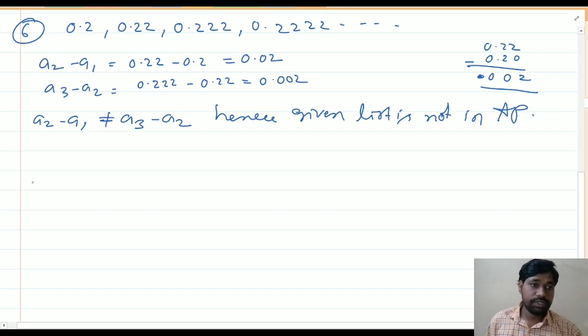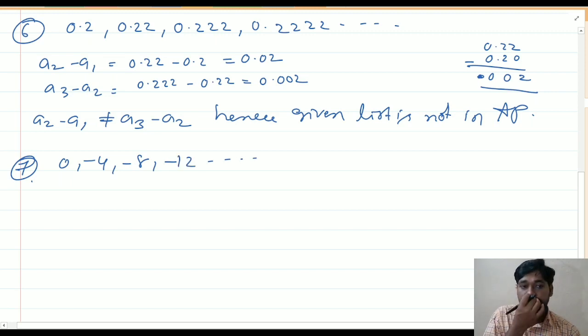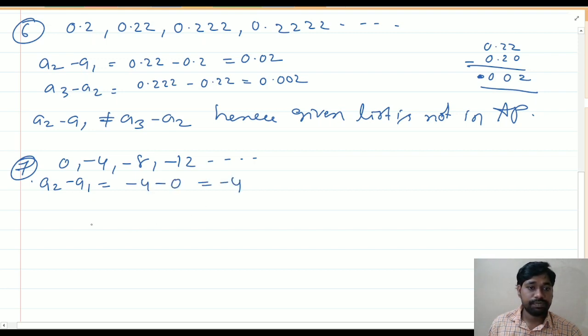Next, if you see the seventh one here, what is there? 0 comma minus 4 comma minus 8 comma minus 12. If you have the textbook, keep it in front of you, you can find it. So again you find A2 minus A1 is equal to minus 4 minus 0, which becomes minus 4. A3 minus A2: minus 8 plus 4 is equal to minus 4.